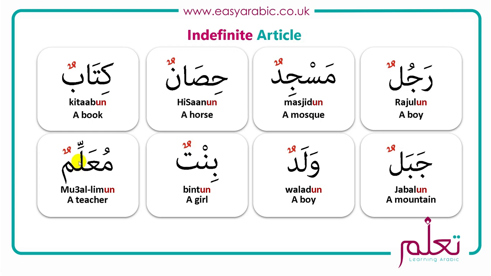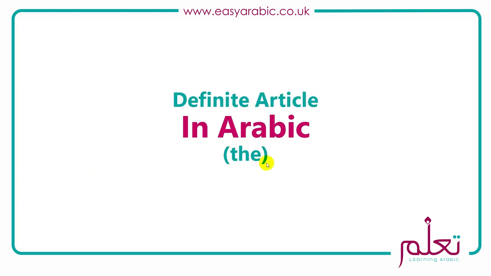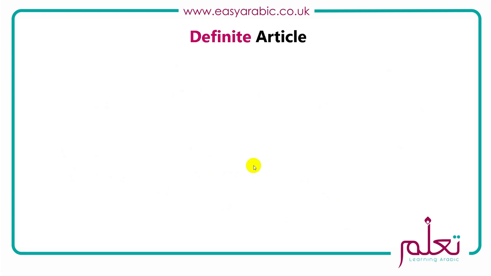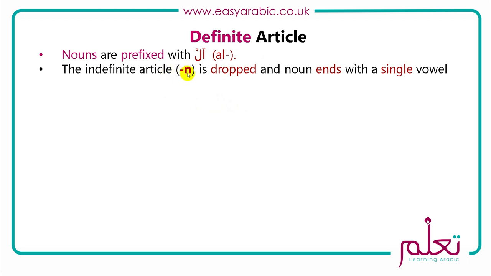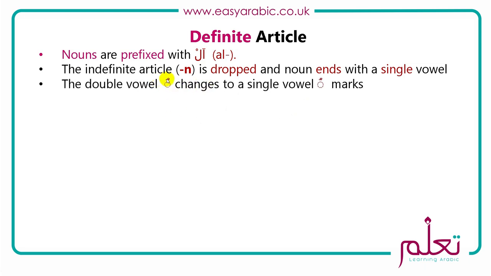Now let's look at the definite articles, which is "the". Nouns are prefixed with al. Whenever we see a word prefixed with al at the beginning, it means it's a definite article. The indefinite article n is dropped, and the noun ends with a single vowel. So the vowel changes from a double form to a single form.